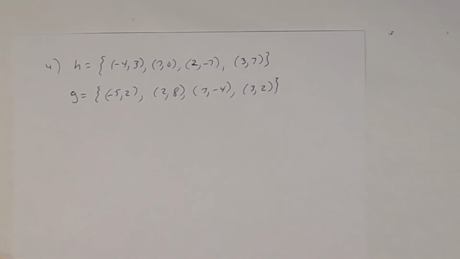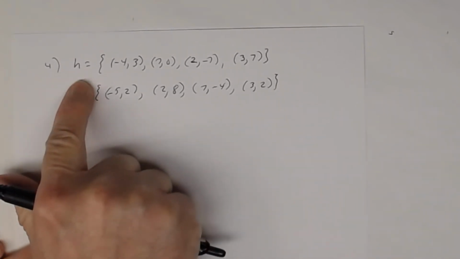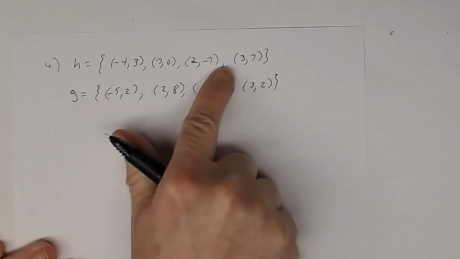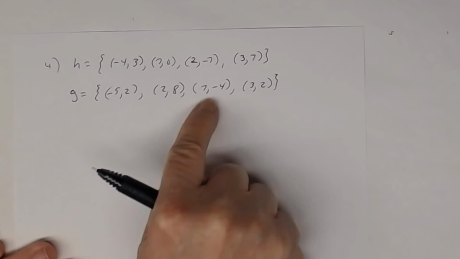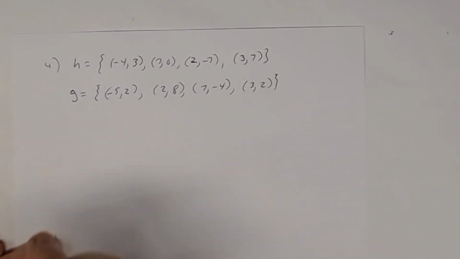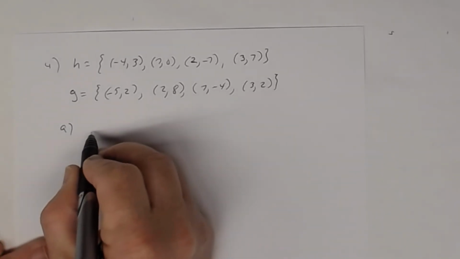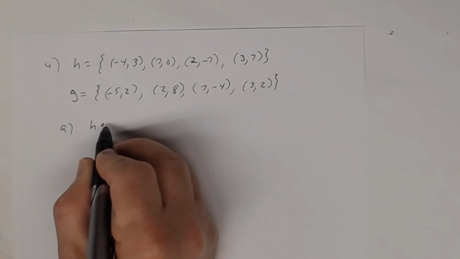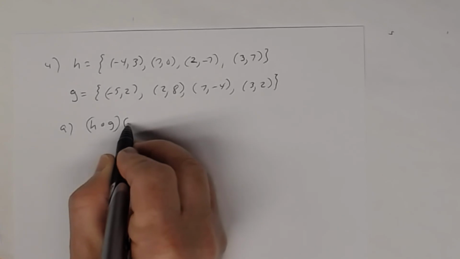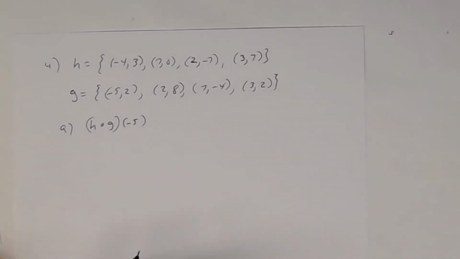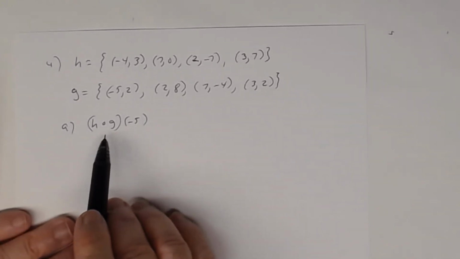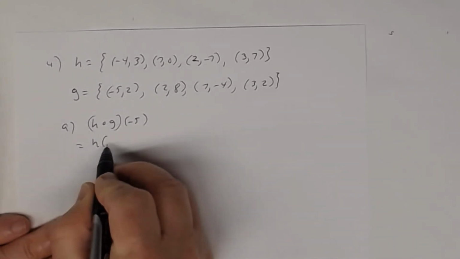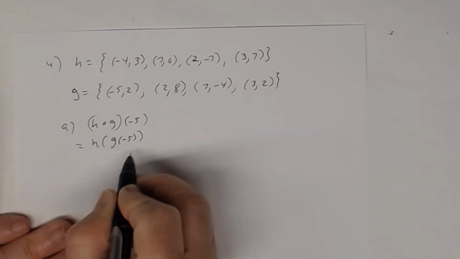All right, so number 4, you have your function h. So h consists of these 4 sets of ordered pairs, these 4 points, and g consists of these 4 points as well. And so in 4a, let's say you want to find h composed with g at negative 5. So just as before, always think of what this means. By definition, this means h of g of negative 5.